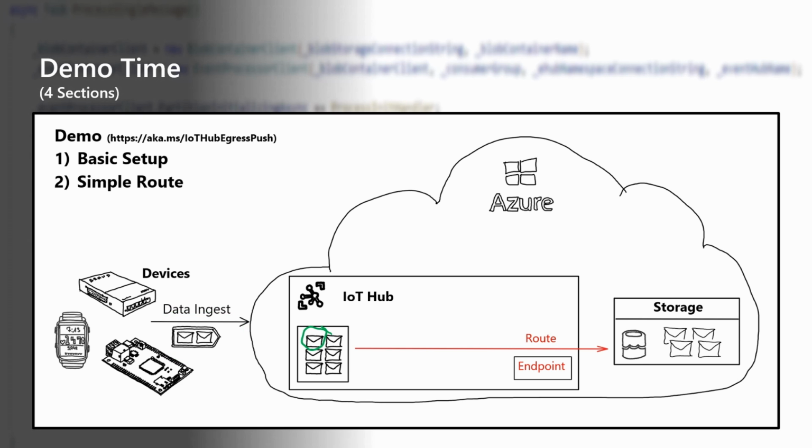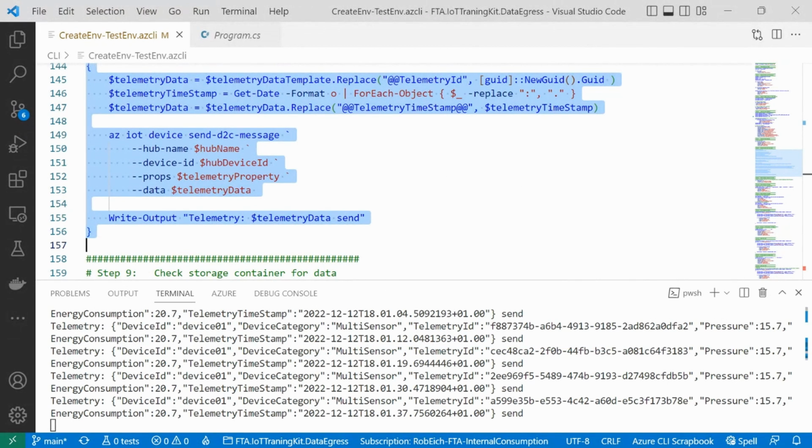Because we have also created a route and an endpoint which points to an Azure Storage account. Now, all the information that we are sending to IoT Hub should automatically be pushed to this storage account. And let's see if that really worked out. So we are going back to the development screen. And here we see that it is still sending the 21 messages.